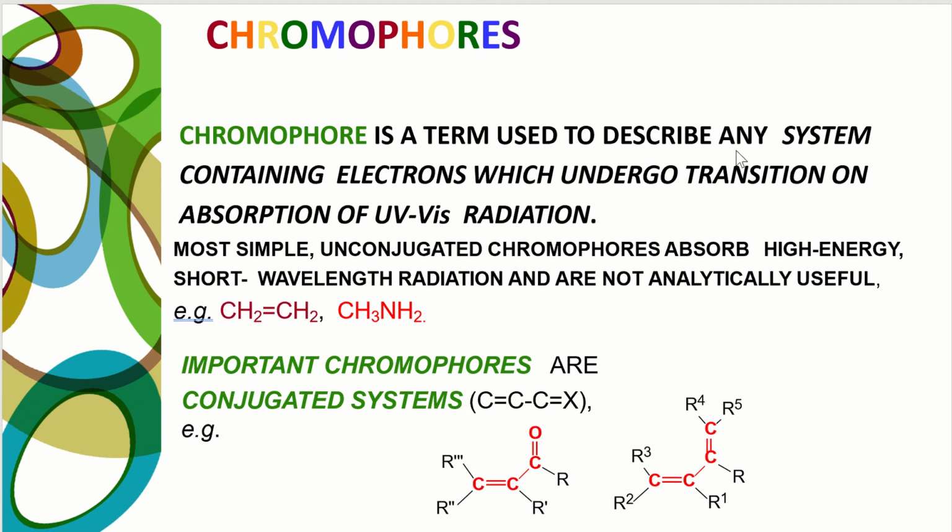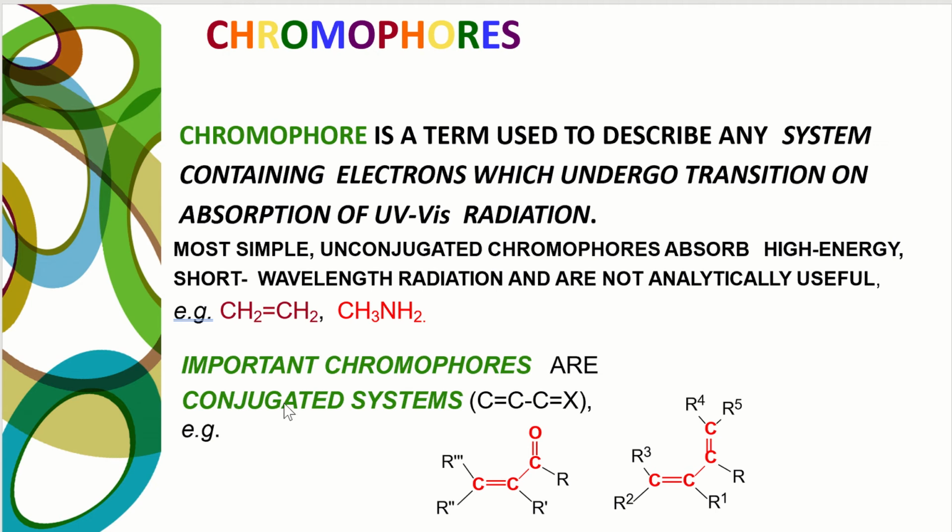Chromophore is a term used to describe any system containing electrons which undergo transition on absorption of UV-VIS radiation. Most simple unconjugated chromophores absorb high energy, short wavelength radiation and are not analytically useful. And we have a few examples here. Important chromophores are conjugated systems.